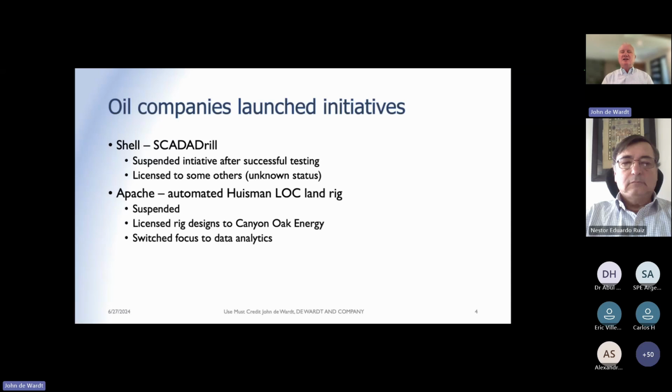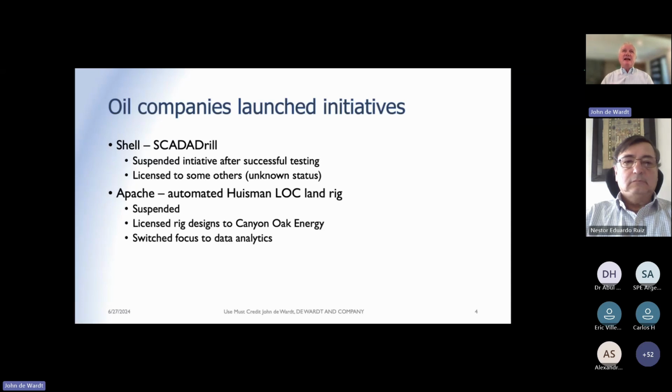They did a lot of work with other drilling contractor rigs. They built a complete suite of applications. They tested them, and it was all very successful. But then they suspended this initiative. And essentially, they found it was too much work to go to all the different rigs with different control systems and implement their automation system. They have licensed SCADA drill to some others. There's a couple of companies I've seen that have got it, but I can't find the status of that implementation today.